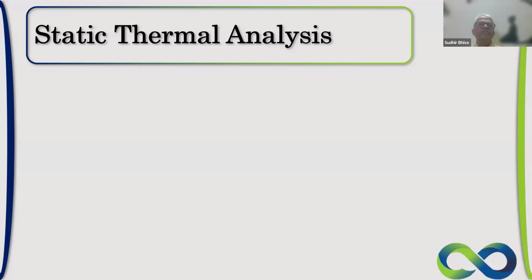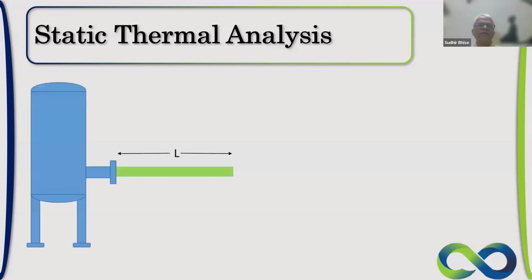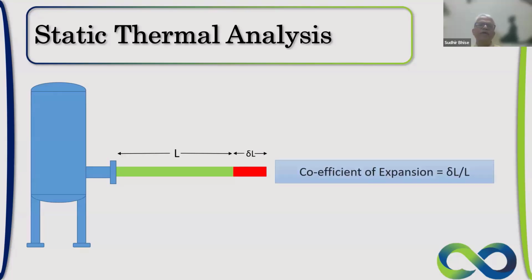Okay. So coming to the next topic. Let us understand some more facts. Now, let us take the case of a piping piece connected to a vessel. Here in this case, I'm showing only one end connected to the vessel, and a length of pipe L is connected to it. Suppose we apply a temperature to it, then it is going to expand by an amount which is delta L. If the length of the main pipe is L, then the extended part is going to be delta L. And this ratio, delta L upon L, is called the coefficient of expansion.